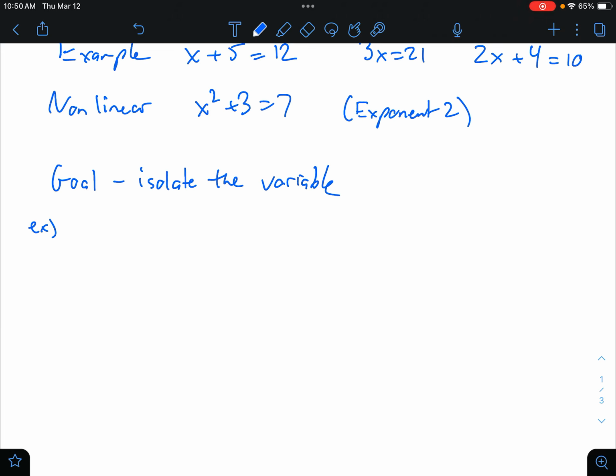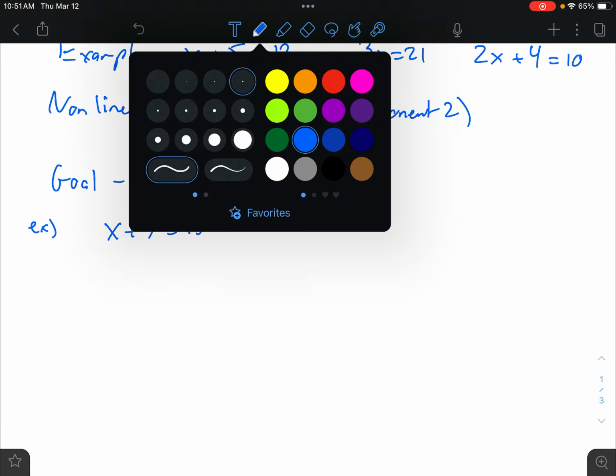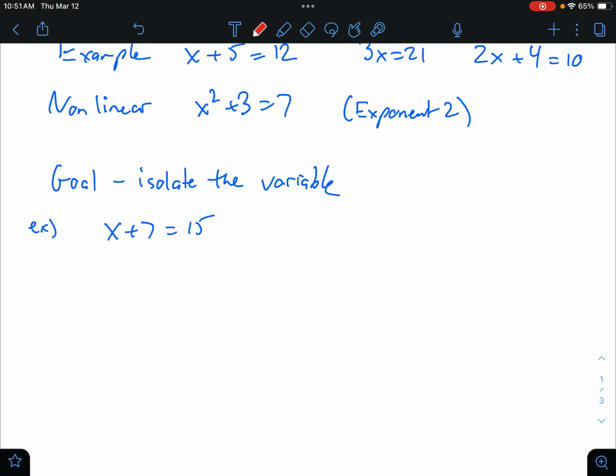So example, let's do x plus 7 equals 15. In order to solve this, we want to get the x by itself on the left side preferably. It doesn't really matter what side you go on, but the left is pretty typical. So in order to get the x by itself on the left, I have to remove this plus 7. What I can do with equations is I can do an operation on both sides. So I can subtract 7 from this side, and I have to do the same thing on the right side. Whatever operation you do on the left side, you have to do on the right. So I can minus 7 from both sides.